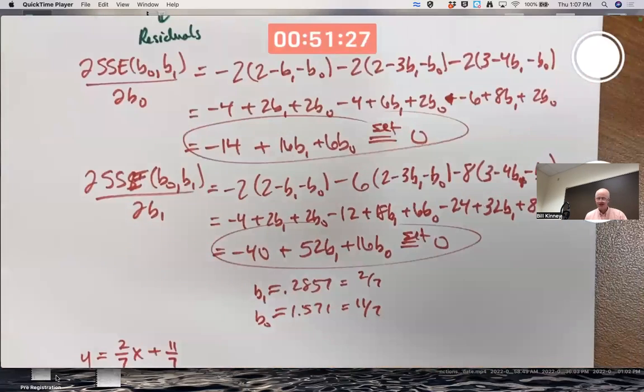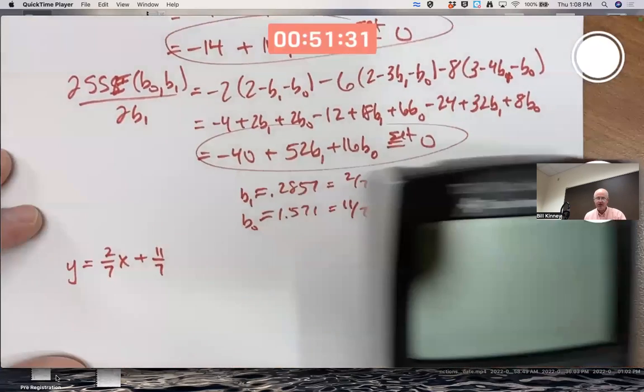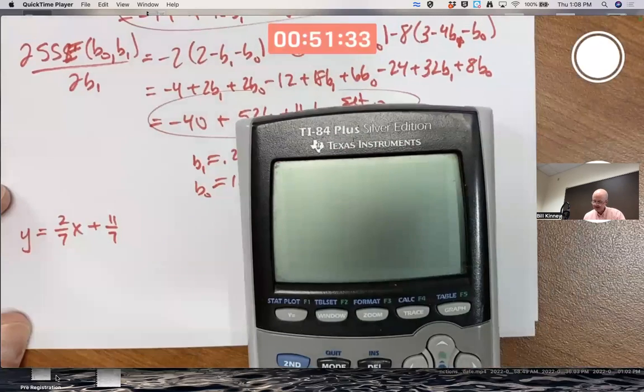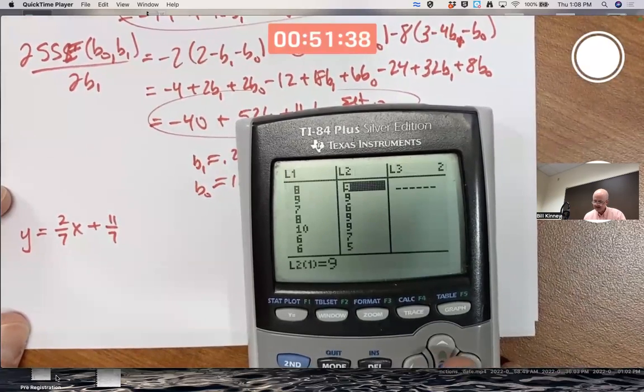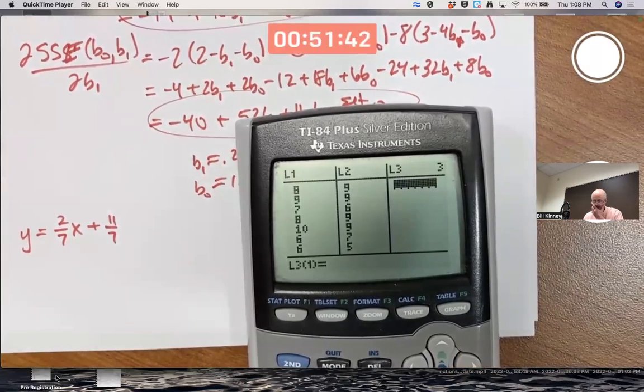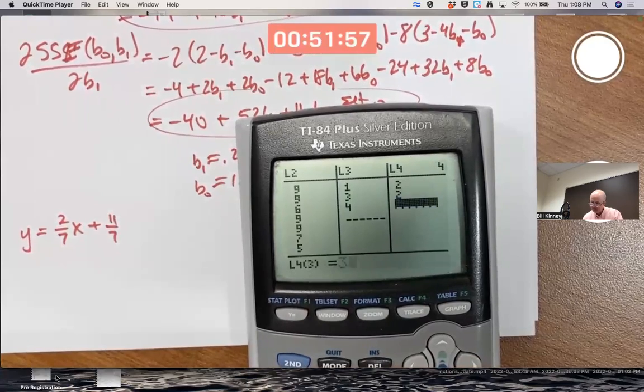Is it really right? Can we use the calculator to find out? Stat menu. Edit. I'm going to start in list 3 and list 4 instead of list 1 and list 2 because I've got these in here for a different purpose. If you want to do list 1 and list 2, that's fine. Our data points: x values were 1, 3, and 4, and our y values were 2, 2, and 3.